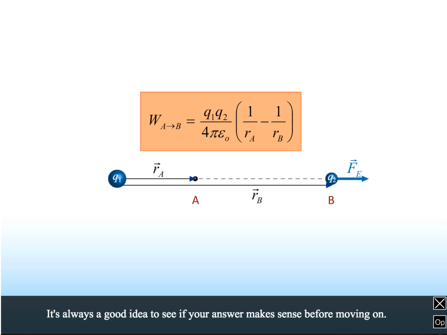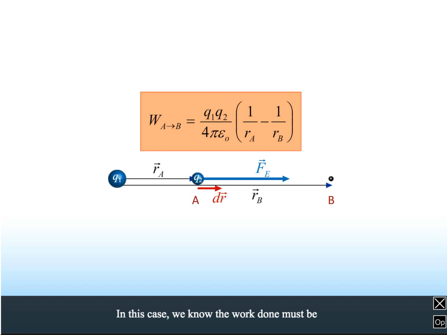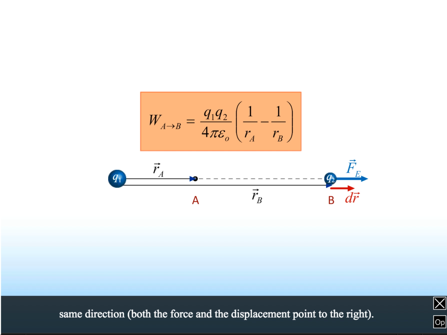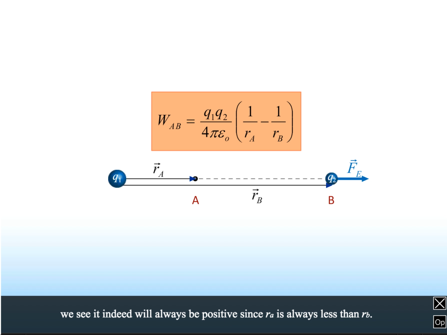It's always a good idea to see if your answer makes sense before moving on. In this case, we know the work done must be positive since the force and the displacement are in the same direction. Both the force and the displacement point to the right. As we look at the expression for W sub ab, we see it indeed will always be positive since r sub a is always less than r sub b.